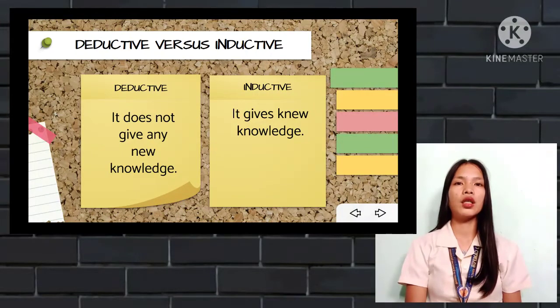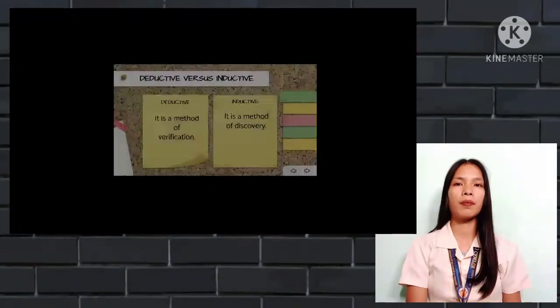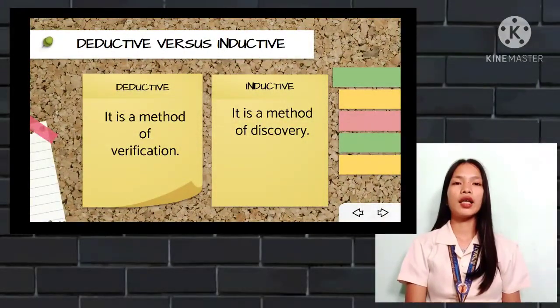Next, we have here the differences between deductive and inductive method. Deductive versus inductive. Deductive method does not give any new knowledge, while the inductive method gives new knowledge. In the deductive method, it is a method of verification, while in the inductive method, it is a method of discovery.